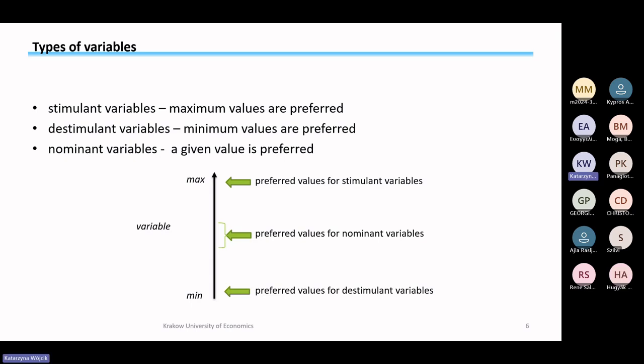The destimulant variables, we prefer the minimum value for those. Any ideas for buying a car? What would be a good destimulant variable? The color, maybe? No. Color, if I understand you correctly, is a nominal variable, which would be difficult to represent in values, because for color, we would say that we prefer a certain color. It is not numerical. Yes, it's not numerical. Okay, so it can be represented in a numerical way.